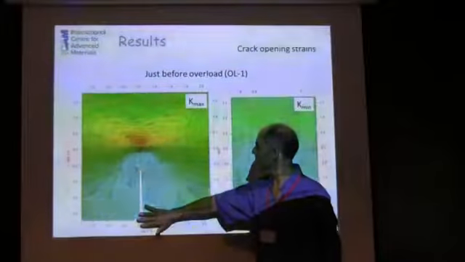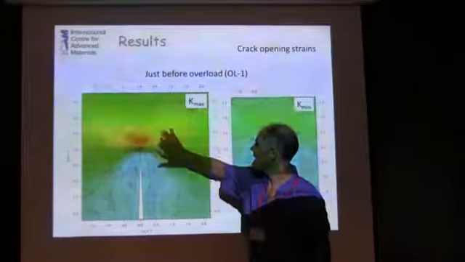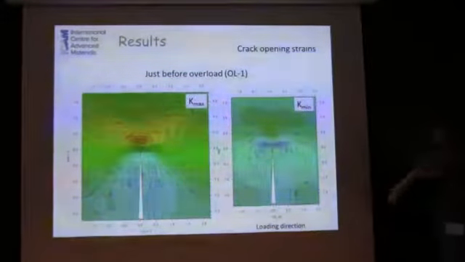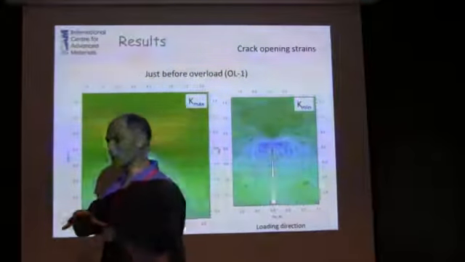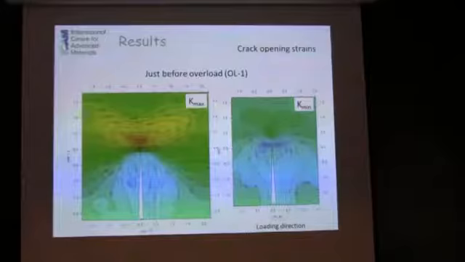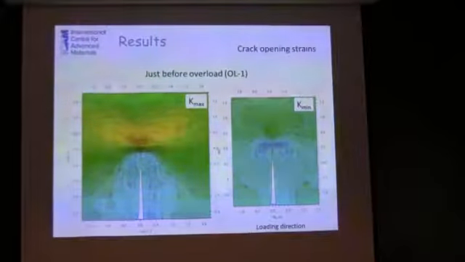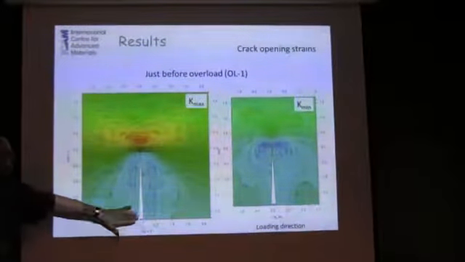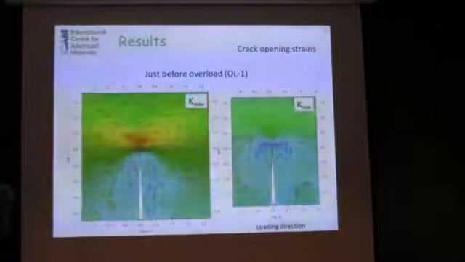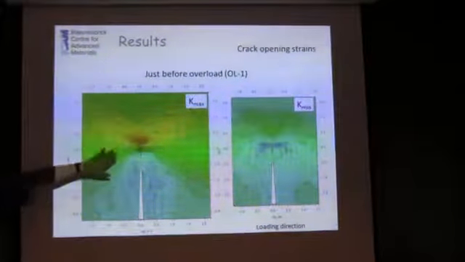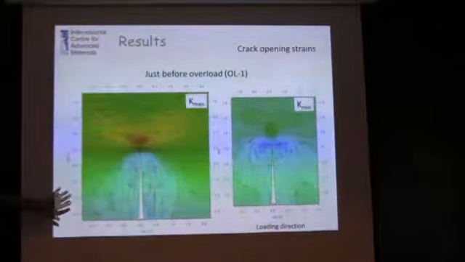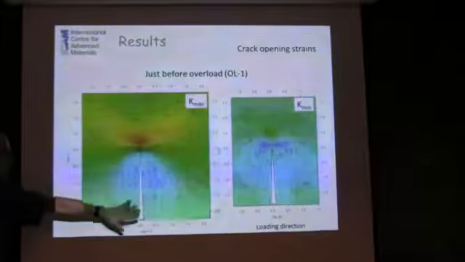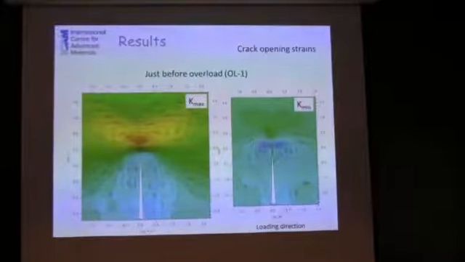What you can see here is that at Kmax, you get a characteristic strain field. It's important to remember that we're measuring elastic strain. All the experiments using DIC are measuring total strain. What we're measuring here is elastic strain. At the crack tip, we get a very large elastic strain, about 0.4% elastic strain, and you can see the distribution.